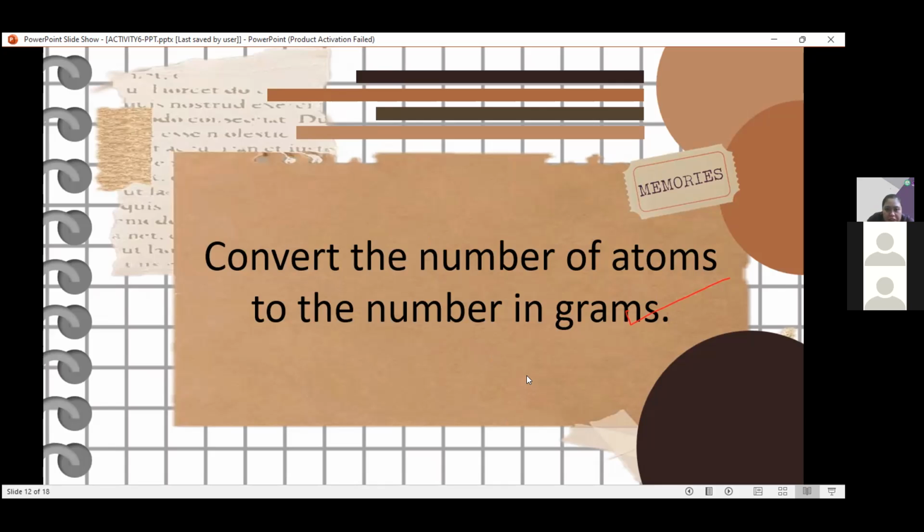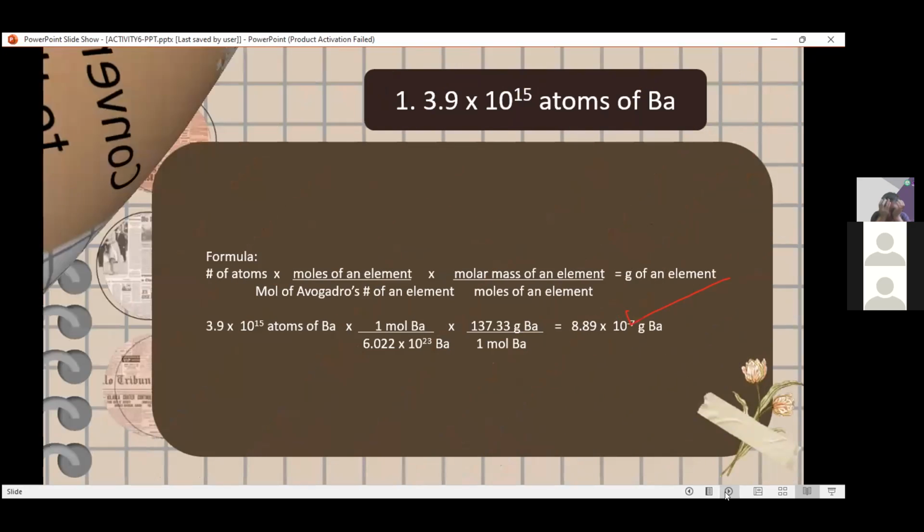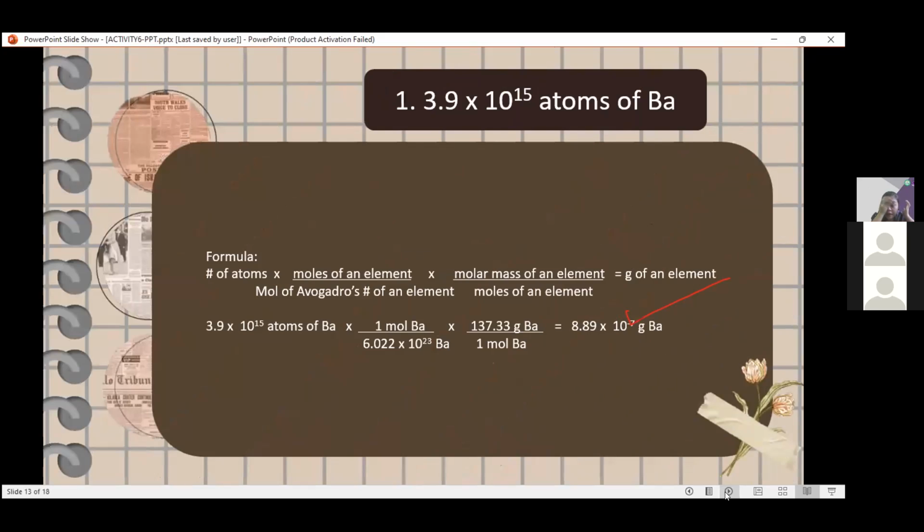Okay. Now, convert the number of atoms to the number in grams. So, you have to multiply this sa atomic weight. Do not forget to use the whole number for the atomic weights. Please do not forget that that has always been my instruction. Even Chem101, I don't really use atomic weights na merong decimal. Lahat yan pinapa-convert ko to the nearest whole number. So yeah, but anyway, let me see.